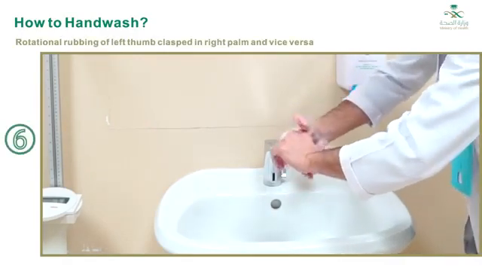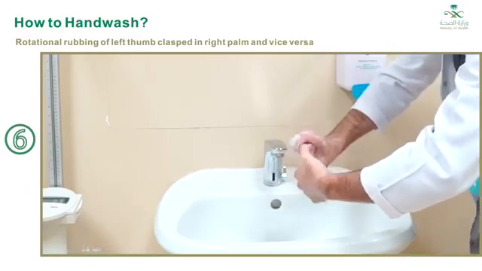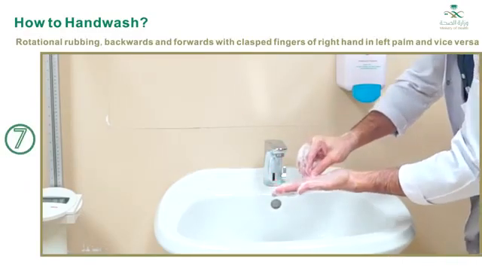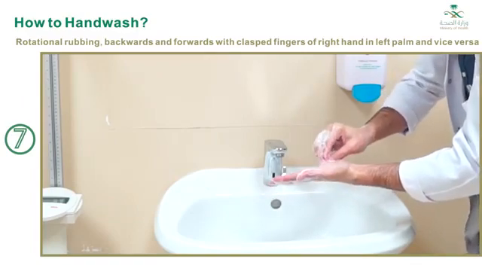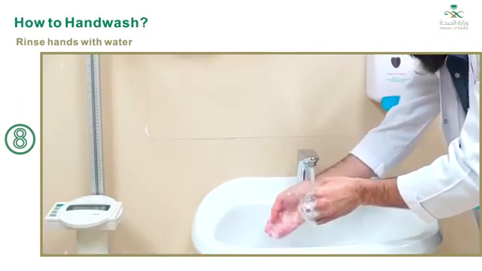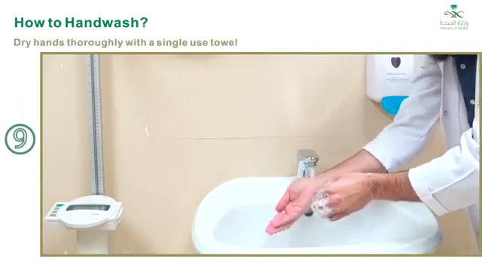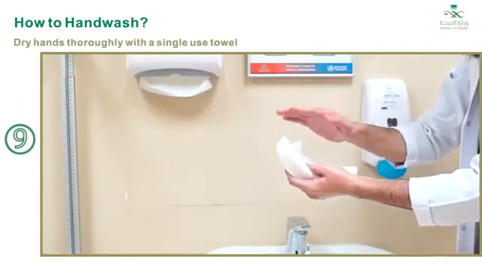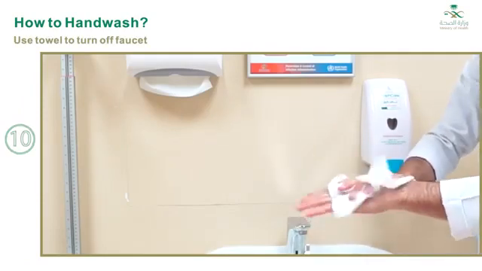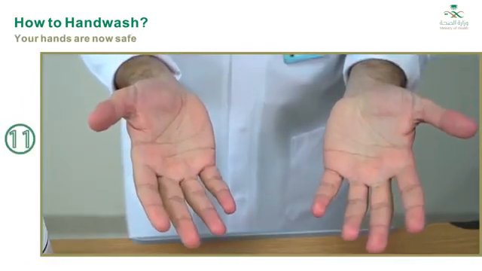6. Rotational rubbing of left thumb clasped in right palm and vice versa. 7. Rotational rubbing backwards and forwards with clasped fingers of right hand in left palm and vice versa. 8. Rinse hands with water. 9. Dry hands thoroughly with a single-use towel. 10. Use towel to turn off faucet. 11. Your hands are now safe.